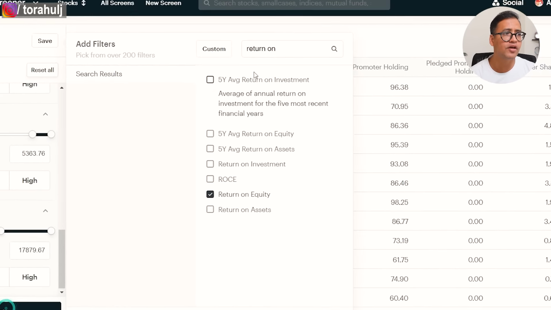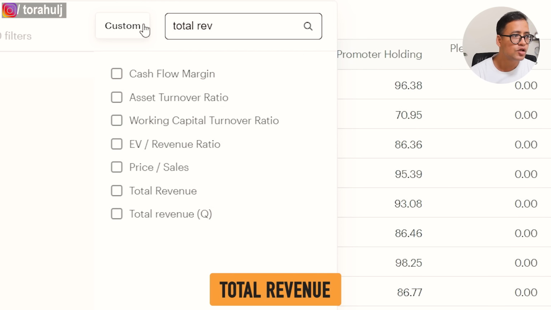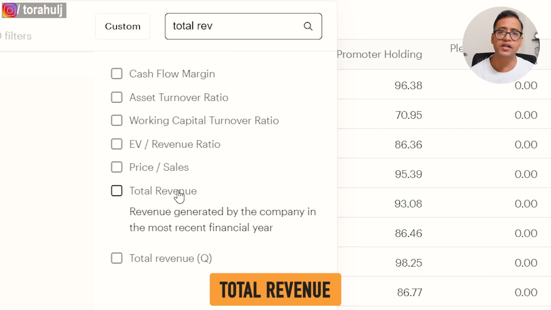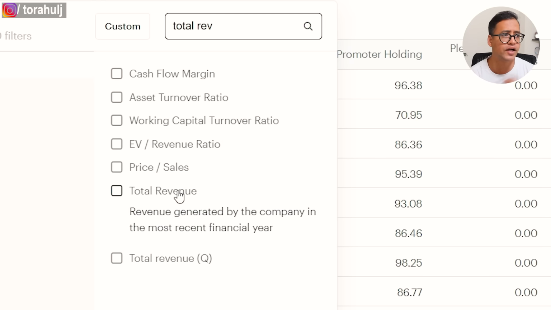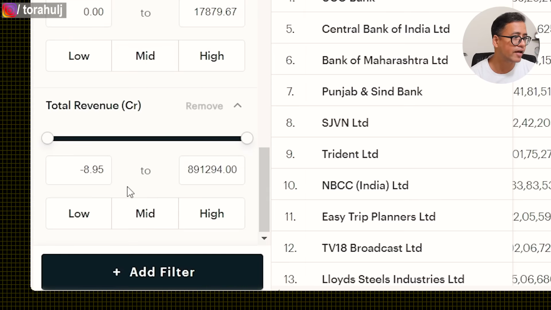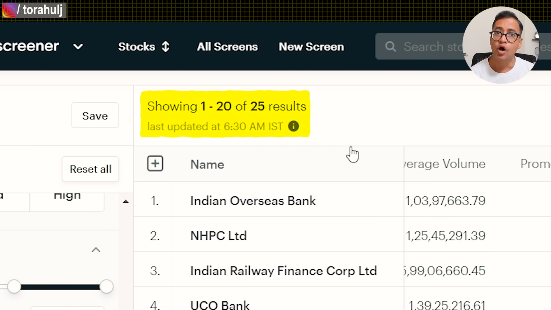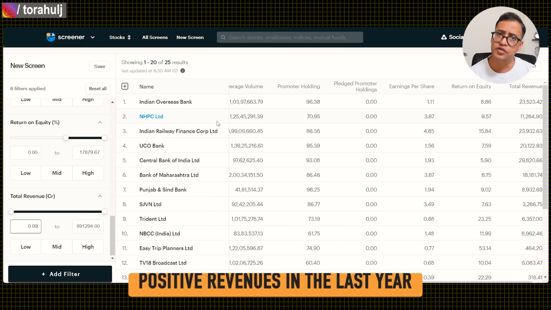The next parameter that we are going to use is total revenues. So let us go ahead and add total revenues and look at the last financial year's total revenues. Again, the same logic. I'm not looking at the last 3 to 4 years. We will look at that when we do the individual fundamental analysis, which I will show you an example of in the next few minutes. What we again want is those companies that have given at least positive revenues in the last financial year. So let us put 0 here.